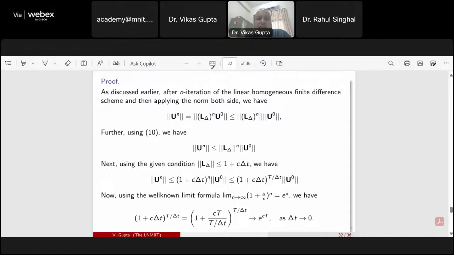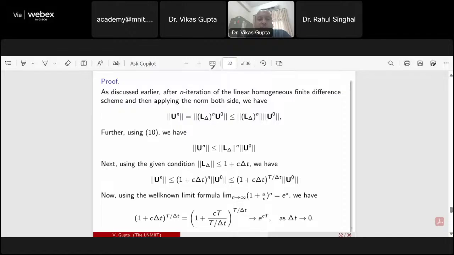So next, using the given condition, norm of L delta is bounded by 1 plus C delta t. Here we will show that if this condition is satisfied, our scheme will be stable. That is, we have the bound for norm of u^n. So we have norm of u^n is less than or equal to (1 plus C delta t) to the power n norm of u^0, which will be less than or equal to, because n delta t is less than or equal to capital T, so n will be less than or equal to T upon delta t, (1 plus C delta t) to the power T upon delta t norm of u^0.